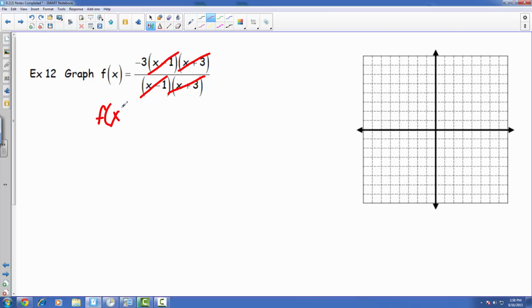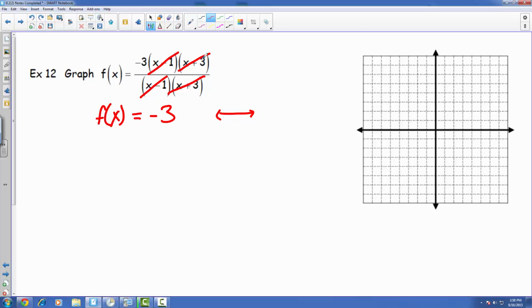function that we have, f of x, is actually just equal to -3. And as a result, what we should be seeing, since there's no x's at all here, is pretty much just a straight line kind of going like this at y equals -3.